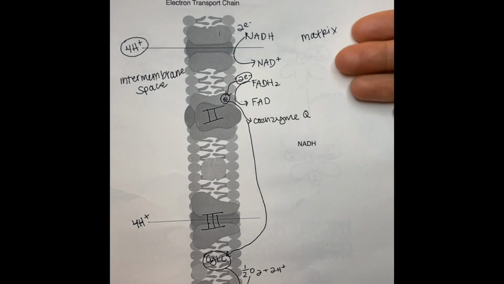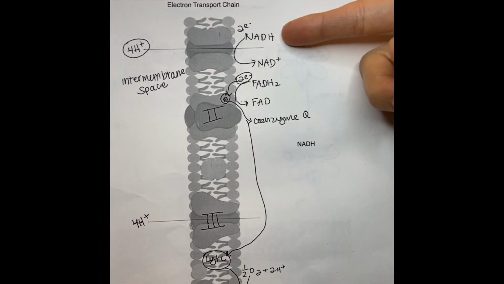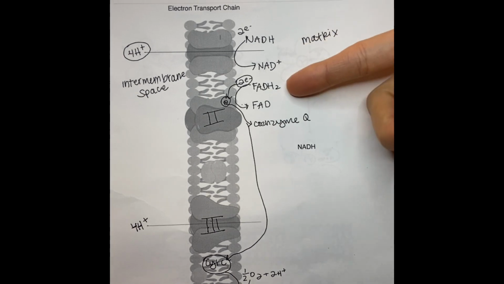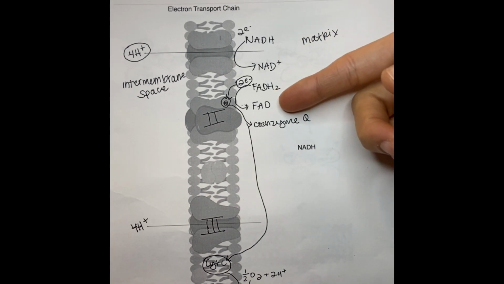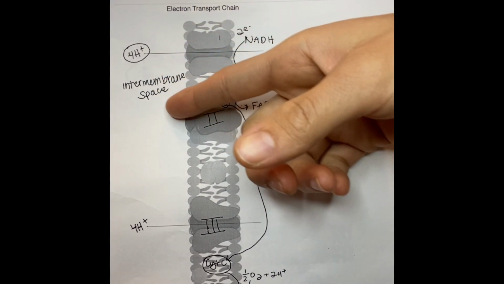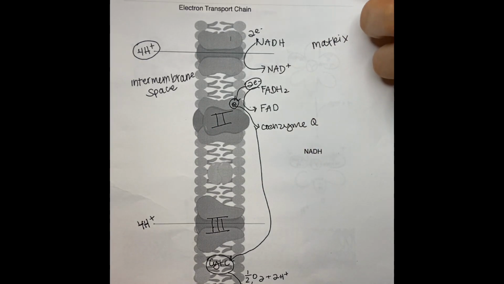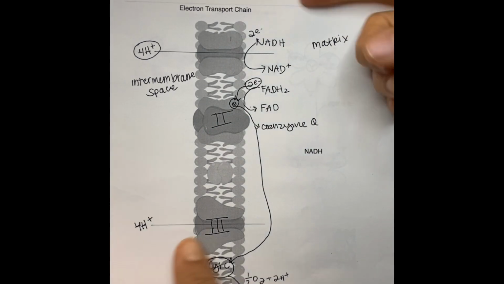So basically here we have complex 1, 2, 3, and 4. And what's happening as this NADH is converted to NAD+, and the FADH2 is converted to FAD, it's basically pumping out hydrogen ions into the intermembrane space. So these hydrogen ions are going to be very important in terms of actually producing the ATP.